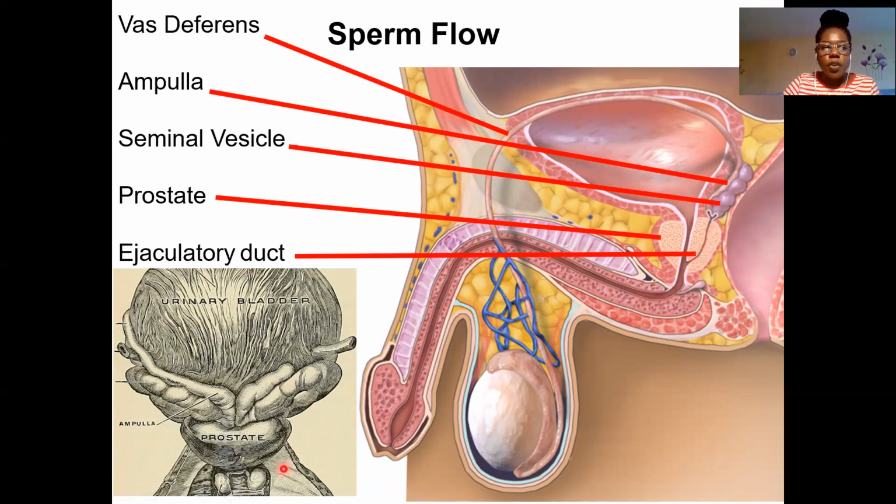Here is another view of some of these structures. Again, we can see the prostate here, the seminal vesicles here, and then the vas deferens, which ends in the ampulla, located here. And then the urinary bladder on top.